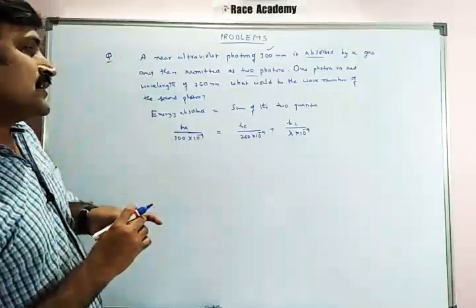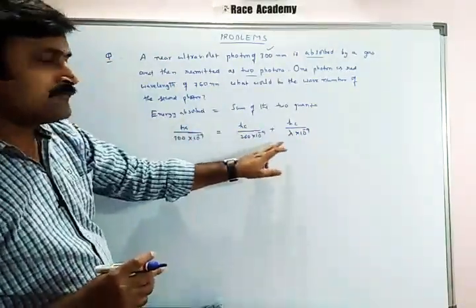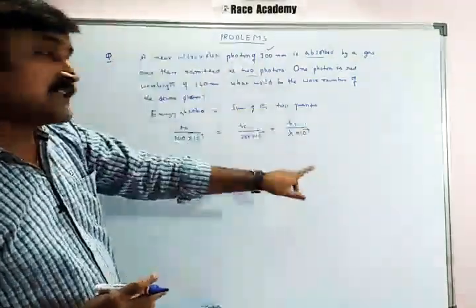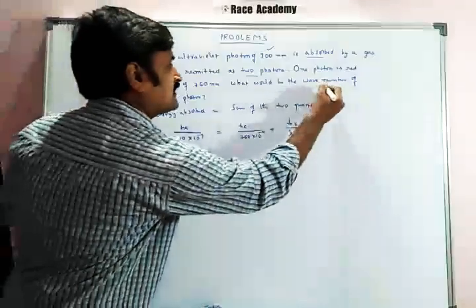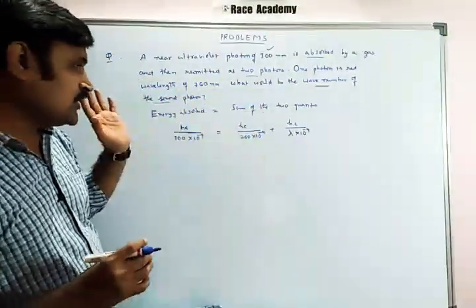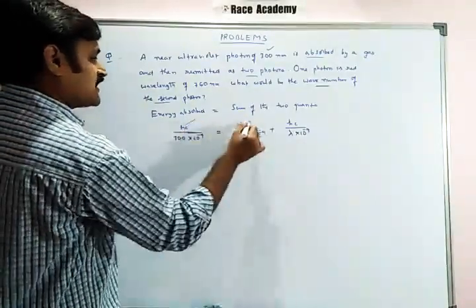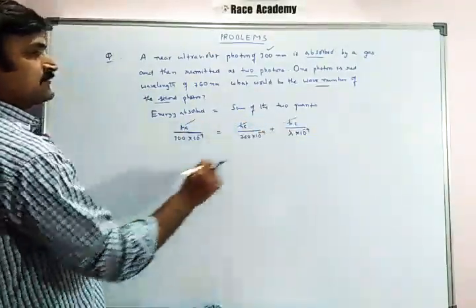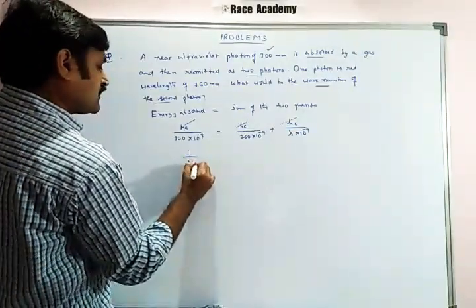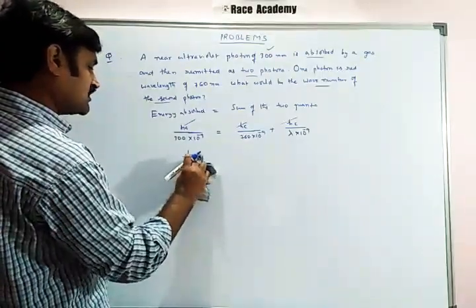If you find the answer, the lambda will become some value in nanometers. But we are not going to find the lambda. We have to find the wave number only, that means 1 by lambda is the only answer you have to calculate. So the HC will get cancelled, and 10 to the power of minus 9 also will get cancelled.